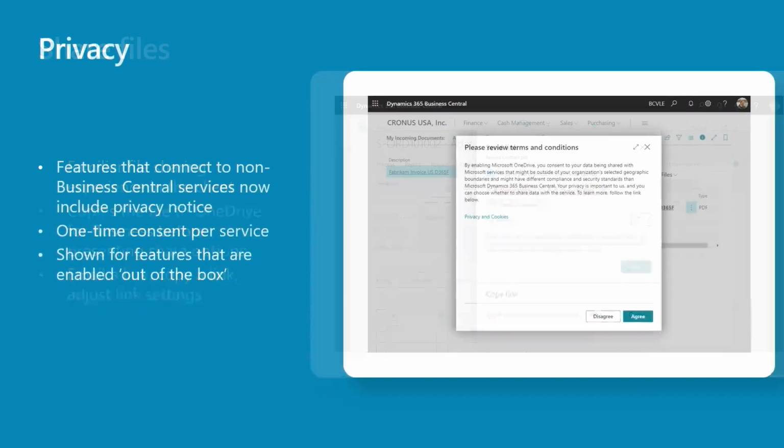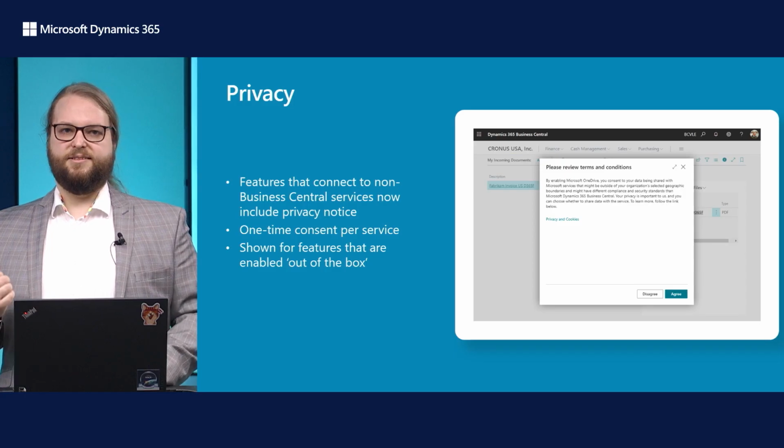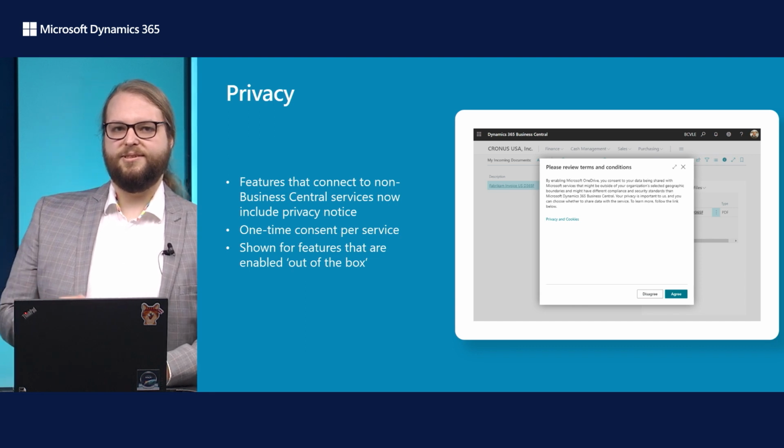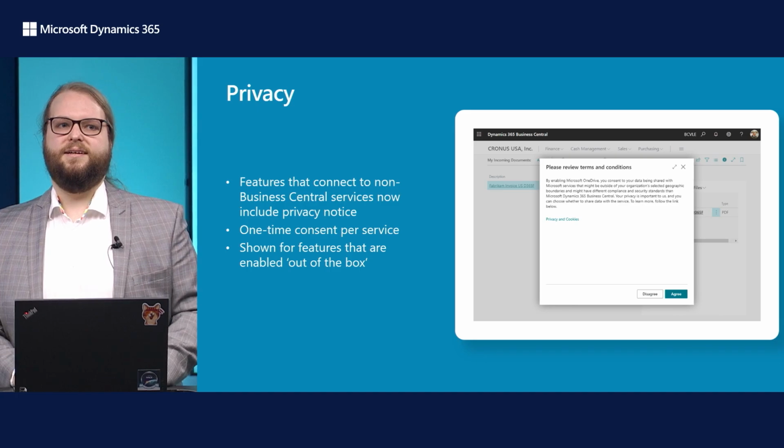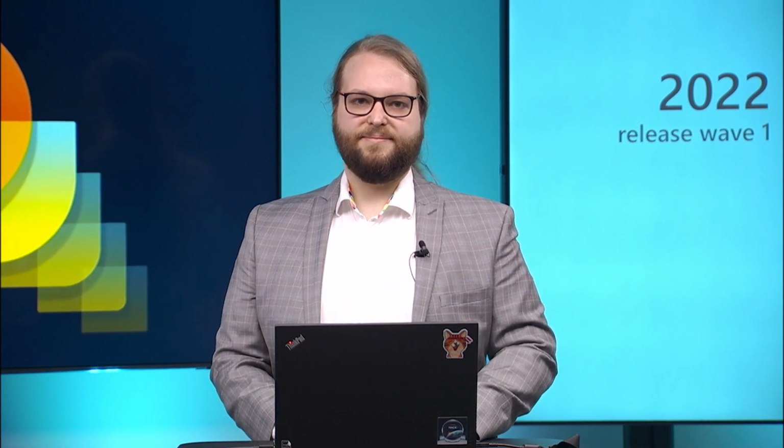Another improvement that we've added across the product is that any feature that connects to non-Business Central services will now show a privacy notice the first time this integration occurs. It's a one-time consent per user and per service. And this just gives the flexibility and control to the user to really decide where the Business Central data is sent. So we've included this for features that are enabled out of the box. So this includes Teams, OneDrive, as you saw, and Outlook.